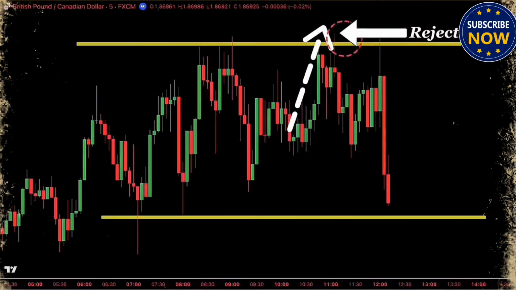However, it is important to understand something here. This information alone is not enough to take a trade. Just because price reaches resistance or support does not mean you should enter immediately. You still need confirmation, which we will cover later in this video. For now, the goal is simply to understand how a range-bound market works.